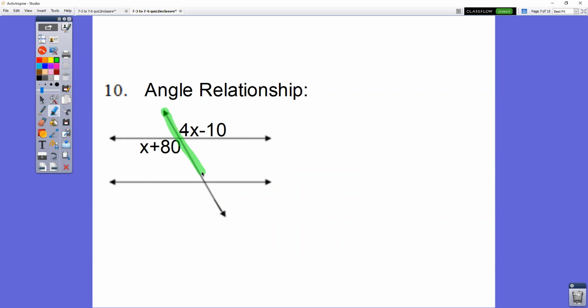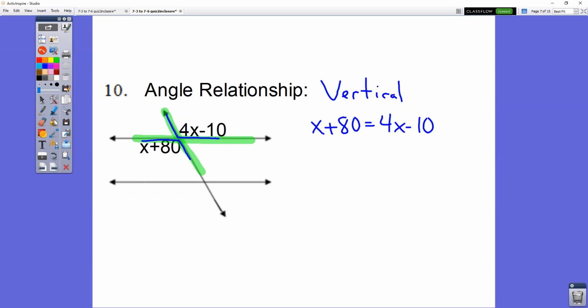What you have in this one are that these two angles are forming an X. So these are vertical angles. Vertical angles are equal to each other. We also know that they're equal to each other because they're both the same kind of angle. We have an obtuse angle and an obtuse angle. Remember that if they look the same, they are the same. They're equal to each other. So you set the two angles equal to each other. The one equals the other.